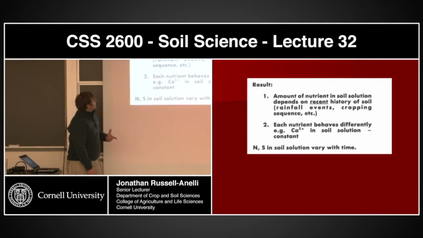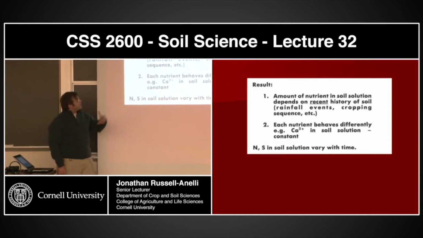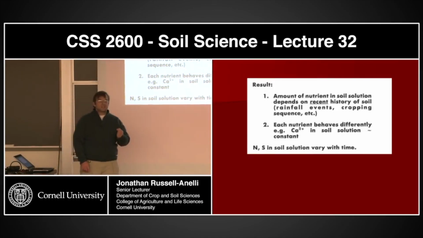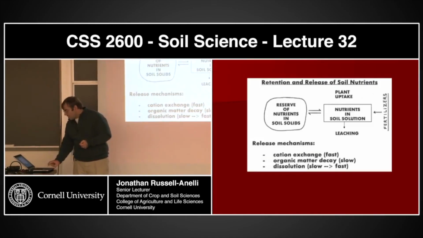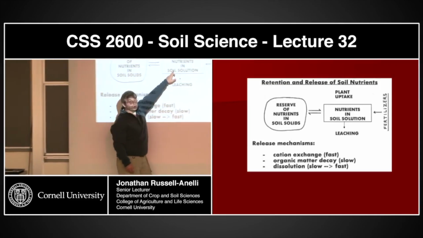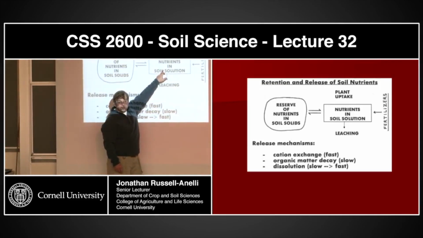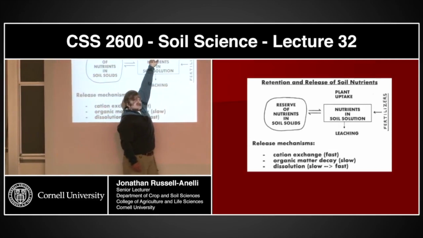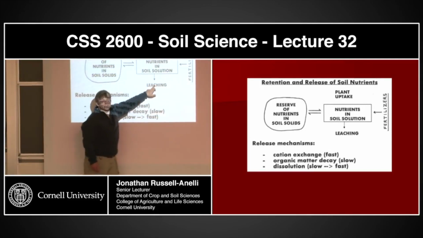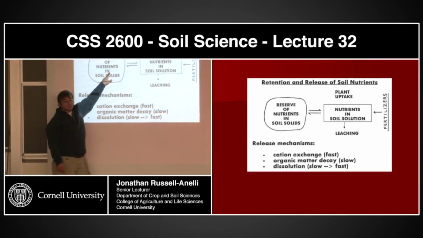The result of this is basically twofold. One is the amount of nutrients that are in the soil solution depends upon the history of that site. Okay? The amount of nutrients that are in this pool right here are going to depend on the history of that, the history of that, the history of that, and the history of this. Does that make sense to everybody?